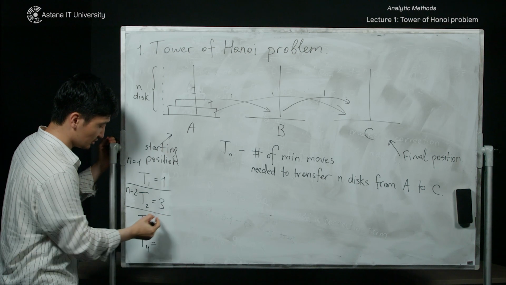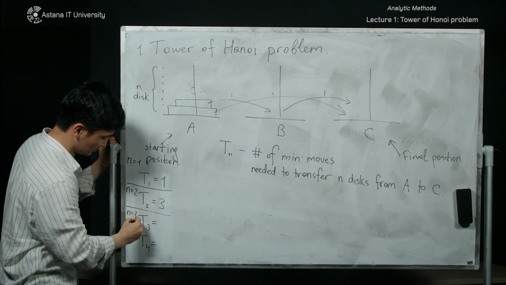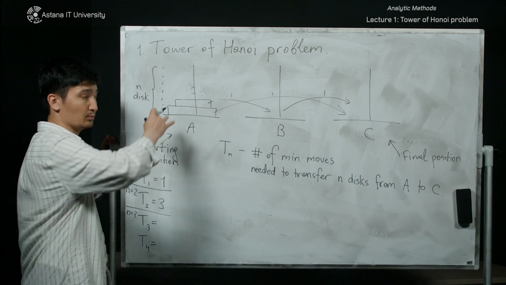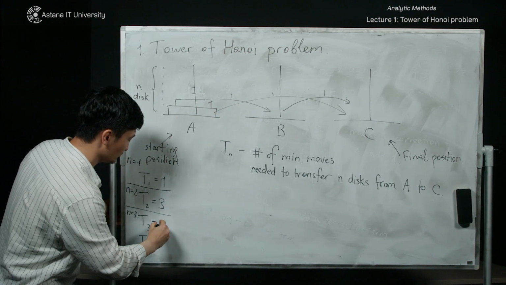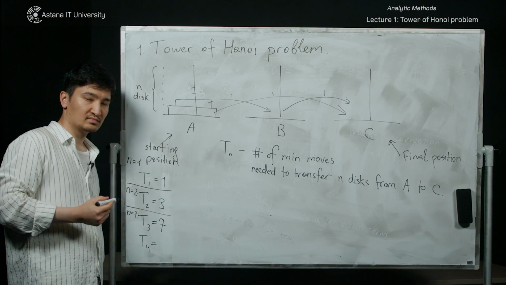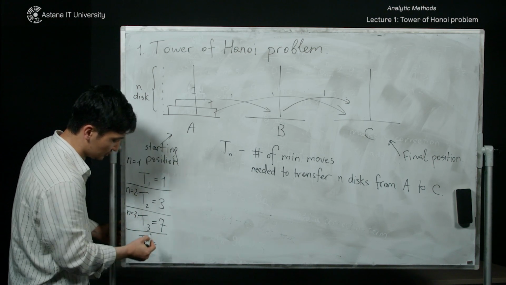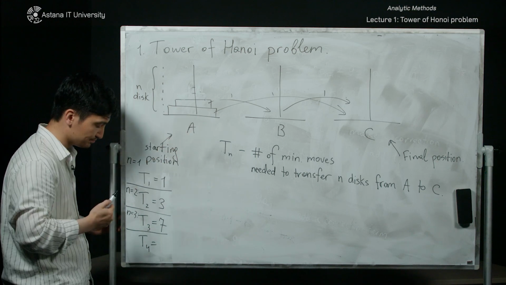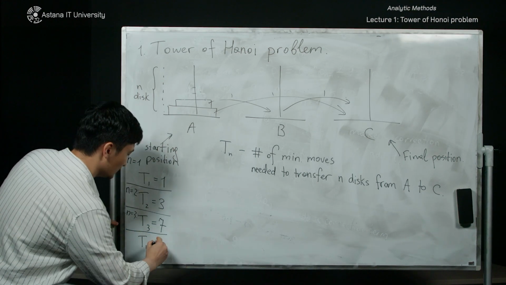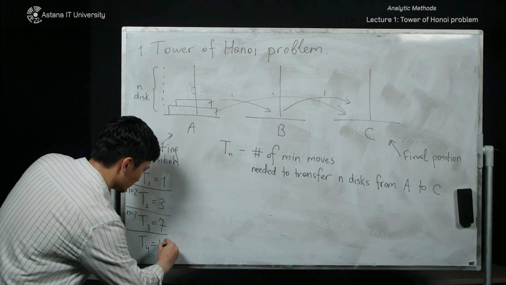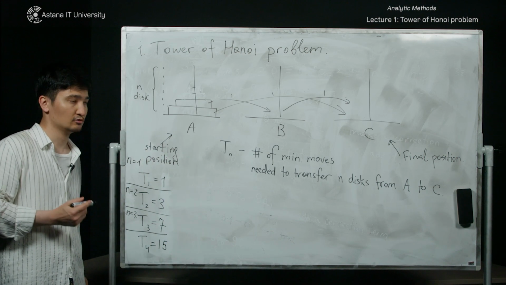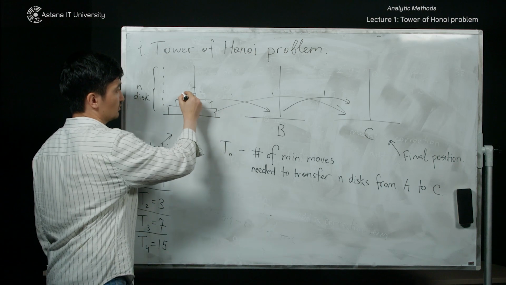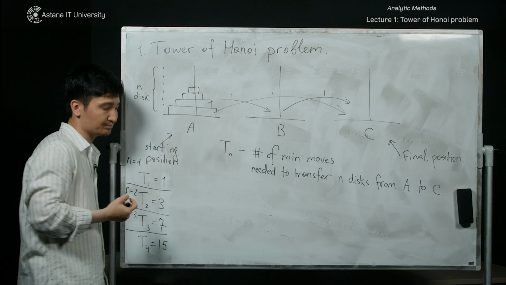By the same logic, when you have 3 disks, T3, how many moves will it take? If you play it, you're going to see that it takes 7 moves. And when you have 4 disks, if you play it, you will see that you need at least 15 moves to move 4 disks from peg A to peg C. So that's what we had initially.